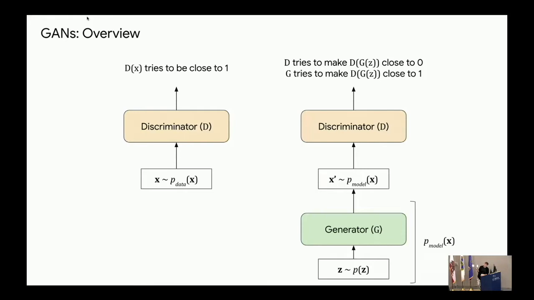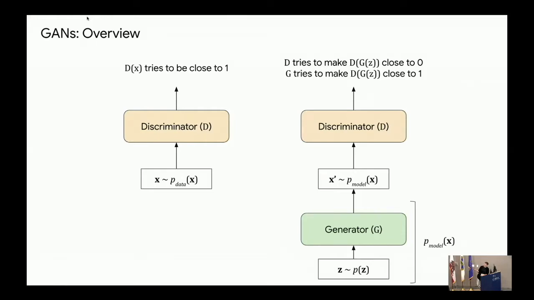And then the discriminator, if it sees samples from the model, it's going to try and produce something close to zero. So if you just take these two things here, this is just a simple supervised training problem for the discriminator, where it gets two different types of samples. And then the generator, so this Z sampled from the prior combined with the generator, this really just defines our model distribution.